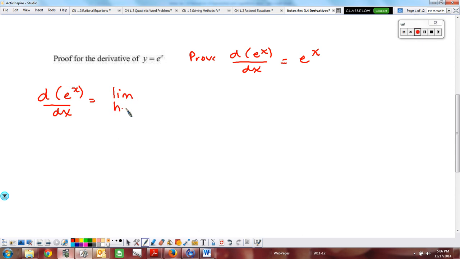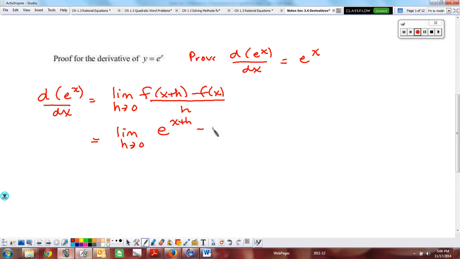Again, we're going to go back to the limit definition. We want to prove that the derivative of e to the x with respect to x is e to the x. So we take the limit as h goes to 0 of f of x plus h minus f of x all over h, which gives me the limit as h goes to 0 of e to the x plus h minus e to the x all over h. Now we're going to use some exponent properties here.